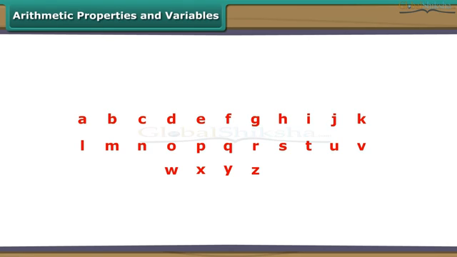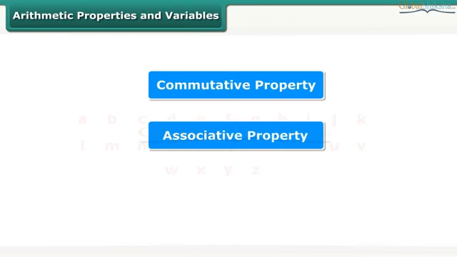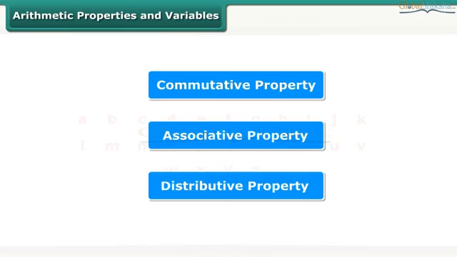Arithmetic properties and variables. Let us now express some commonly used arithmetic properties with the help of variables. These properties are commutative property, associative property, distributive property. Let's take a brief look at each one.